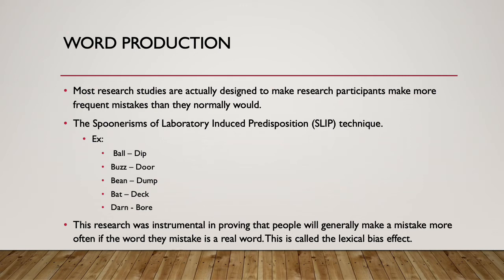This research was instrumental in proving that people will generally make a mistake more often if the word they mistake is a real word. And this is called the lexical bias effect. So remember my example from earlier about how I always need to low the mon, or modal on. In this technique, people would actually be less likely to mistakenly say this statement because mon is not an actual word. And that is the lexical bias effect.